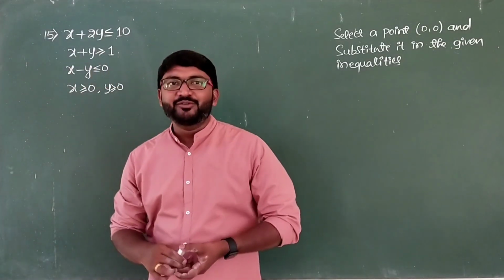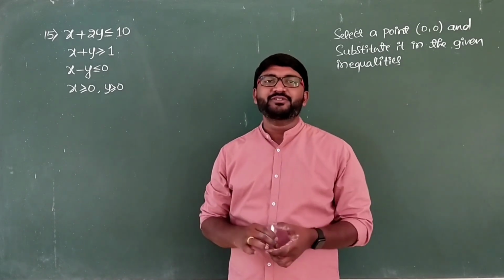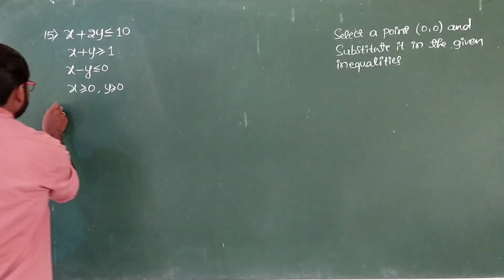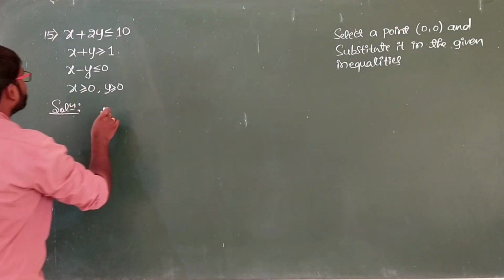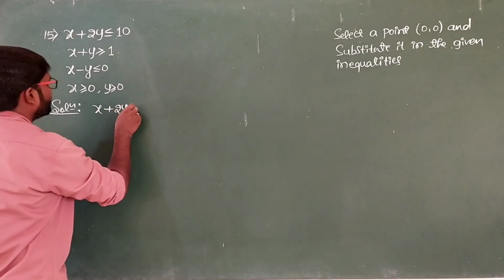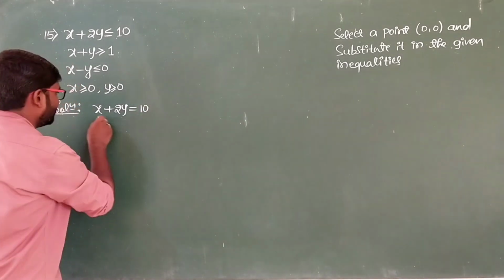Well, take question number 14 as an assignment. So I'll be solving question number 15 and this is the last question of exercise 6.3. So let us go ahead with the solution. X plus 2y equals 10, and we'll write the table.